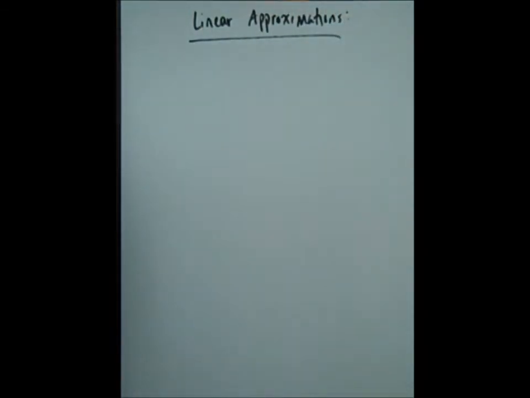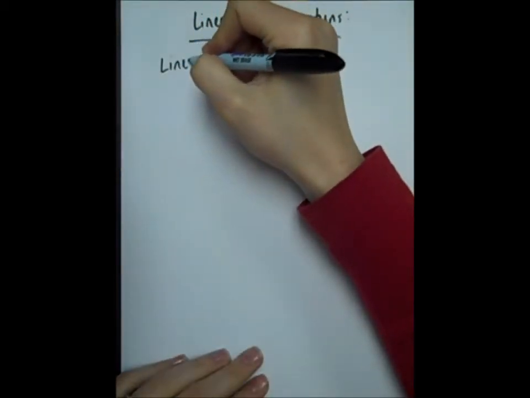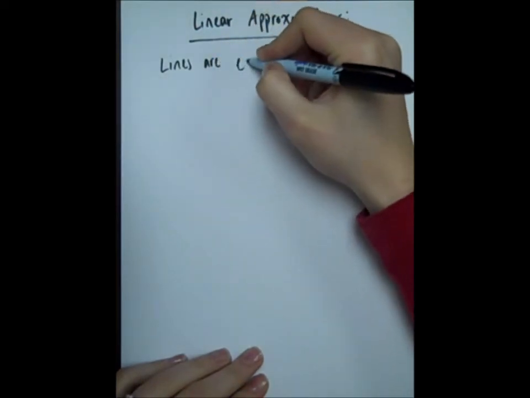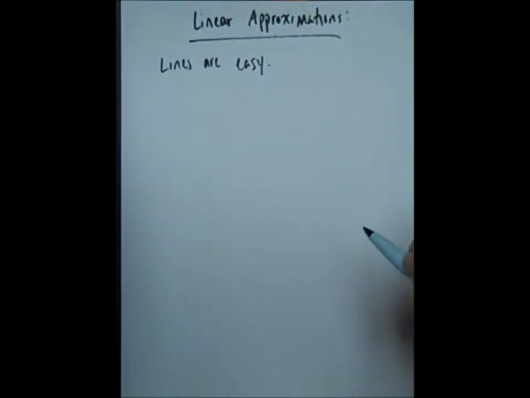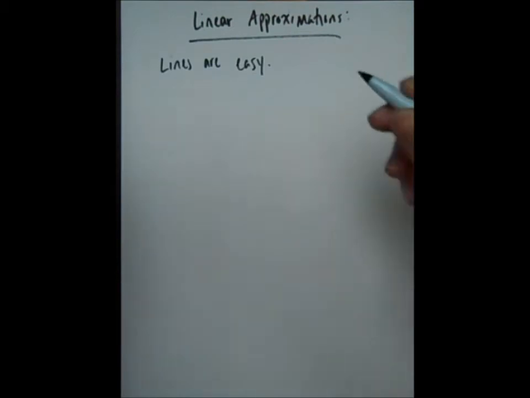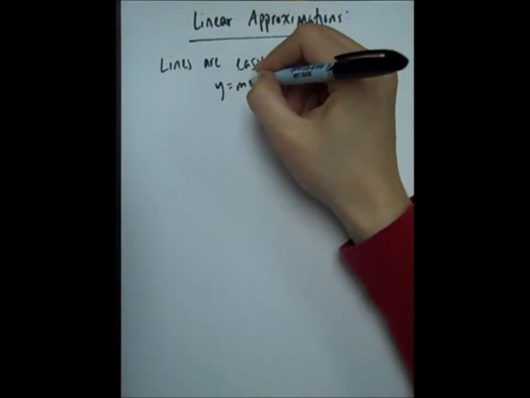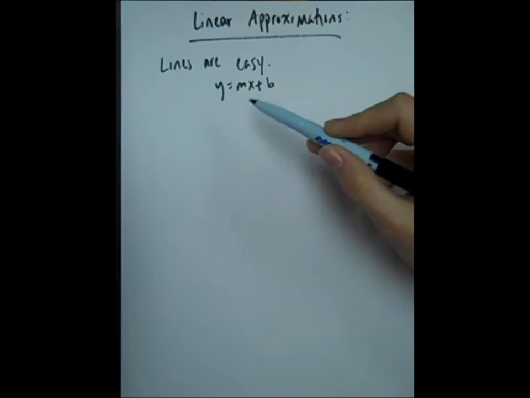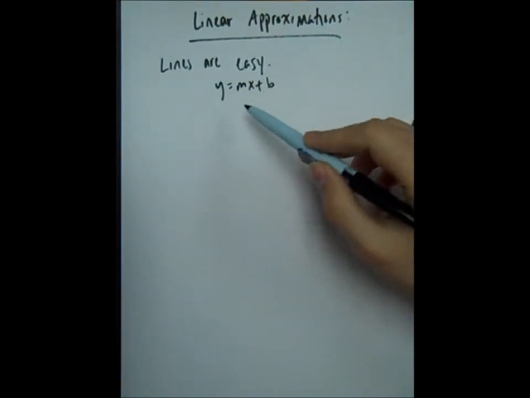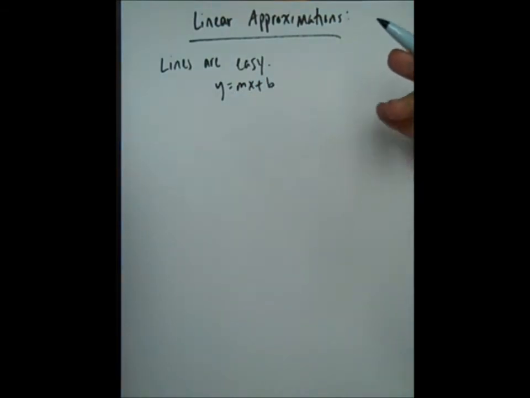The idea behind this section is that lines are a lot easier to work with than complicated functions. So we're going to try to use lines instead of using other equations. That's the idea behind it, that lines are easy. This entire semester we've been trying to find equations of lines, trying to find tangent lines. So y equals mx plus b. And this is a much easier function to deal with than, say, a quadratic or a cubic or anything like that.